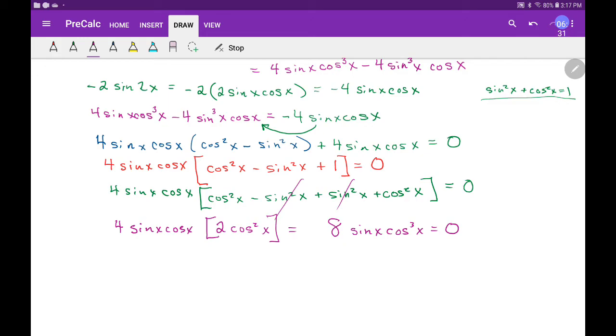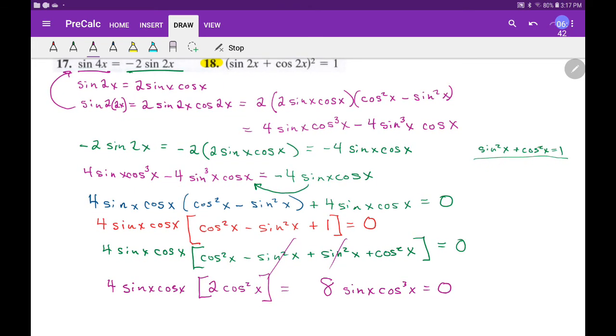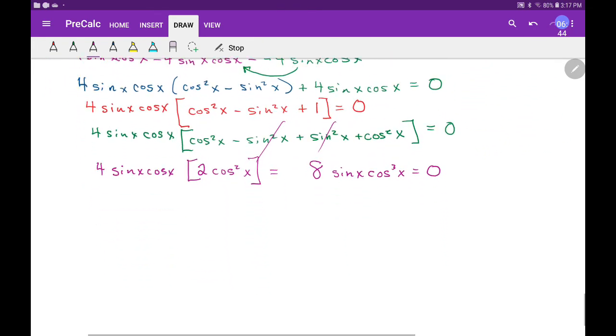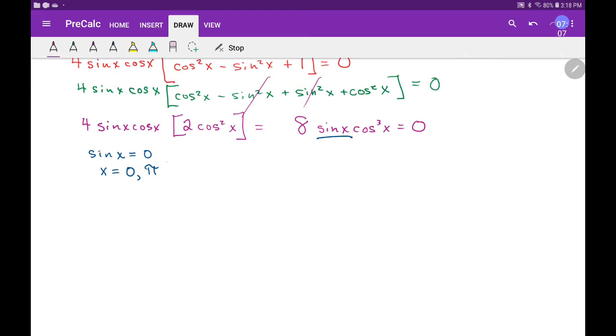Okay, so now there's no adding, subtracting. There's probably a faster way to get here. But anyway, this way gets us here. And now we're going to think about two things. When is sine x equal to 0? Well, x would be equal to, well, sine starts at 0, doesn't it? And then it also happens again when x is pi. So those are two answers right there.